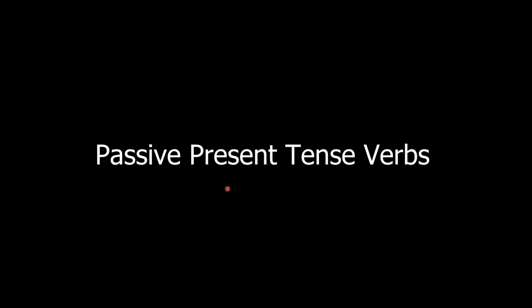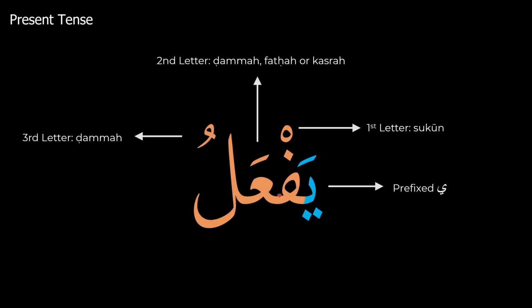Today we'll be going over passive present tense verbs. So previously we learned how to create a present tense verb by placing the root on this pattern, yaf'alu, right? You prefix the root with a ya. The first letter has a sukun on it. The second letter can either have a dhamma, fatha, or a kasra. And the third letter will have a dhamma on it.